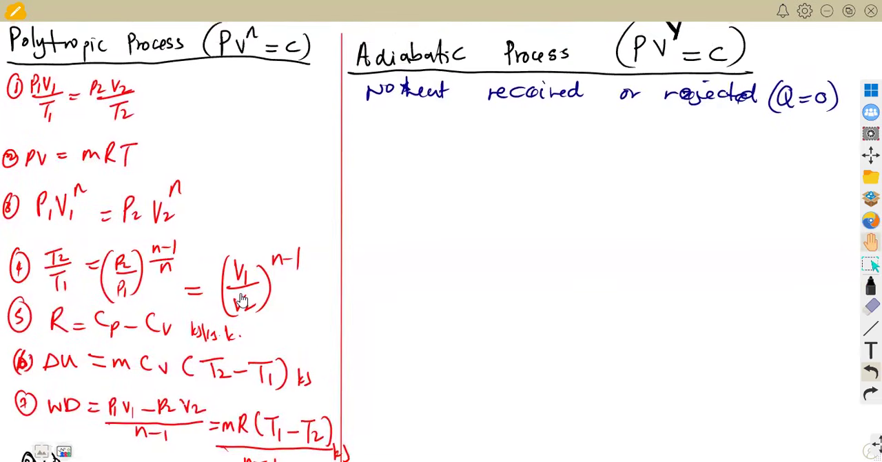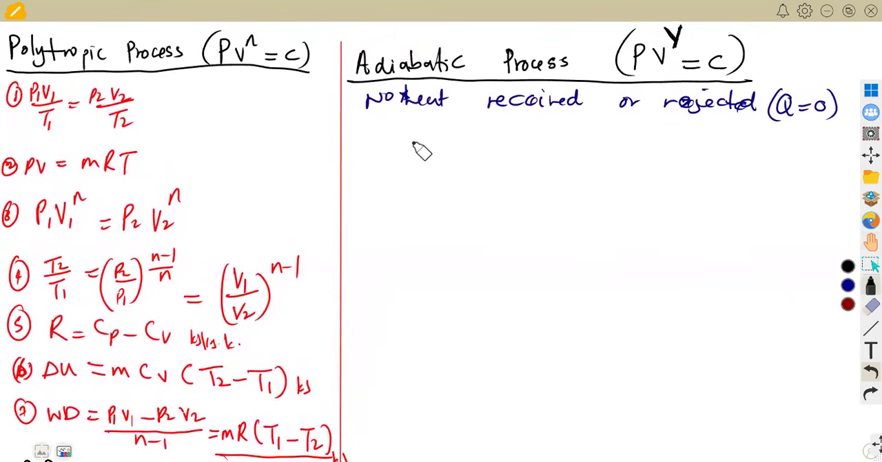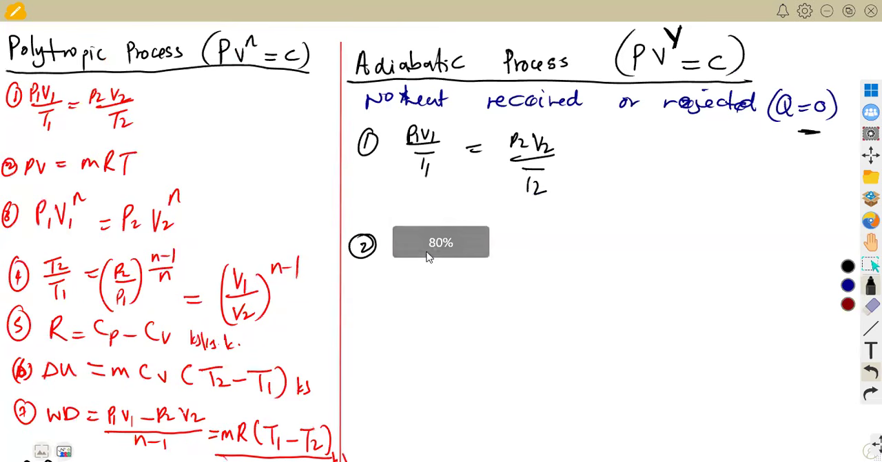So it is the same thing that we have under the adiabatic, but only that here we mention the major thing that Q is equal to 0. But the concept that P1 V1 over T1 is equal to P2 V2 over T2 is not going to change. And also, PV equals mRT is not going to change.